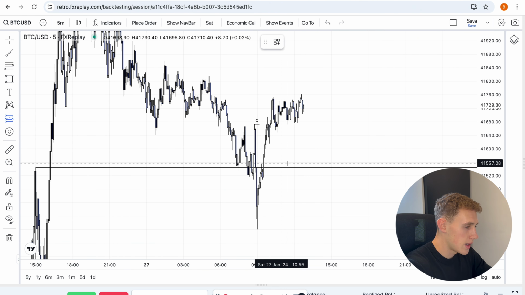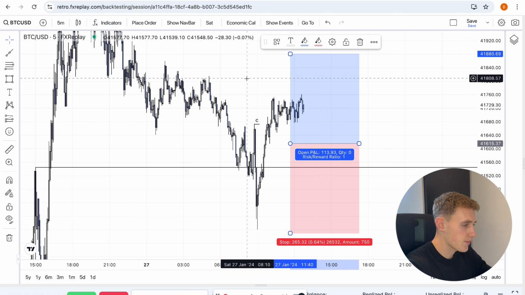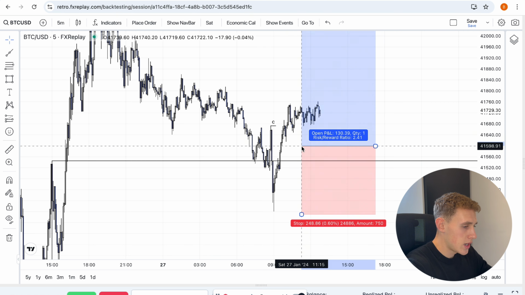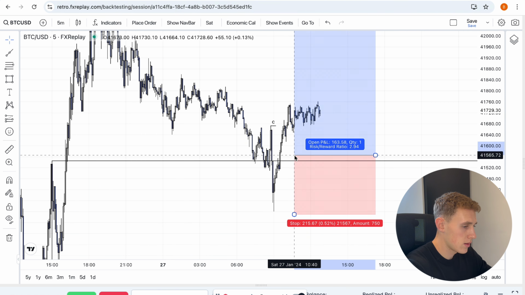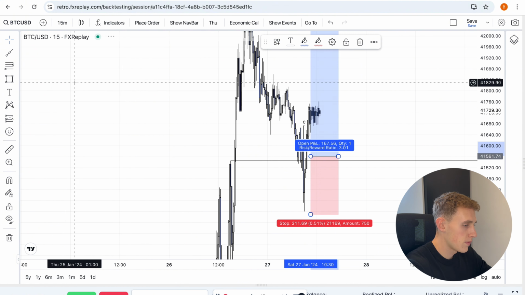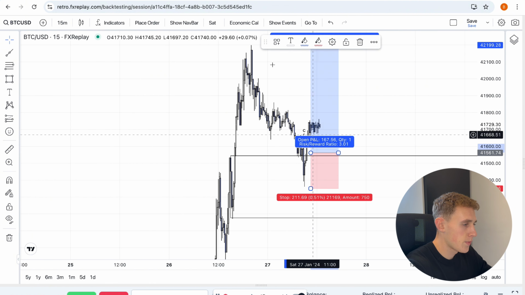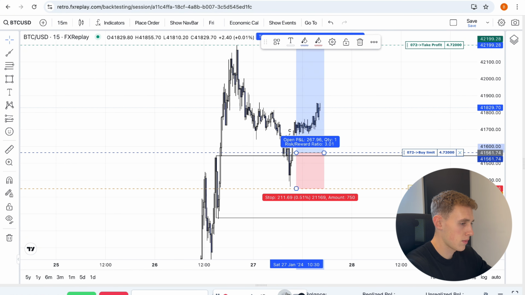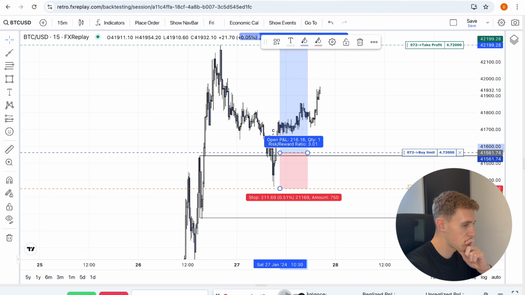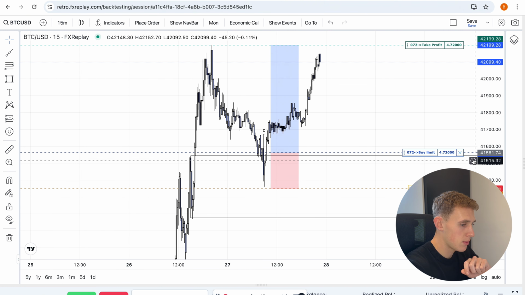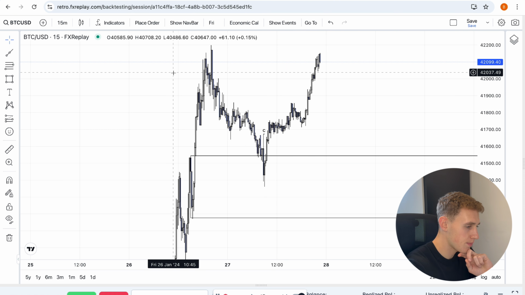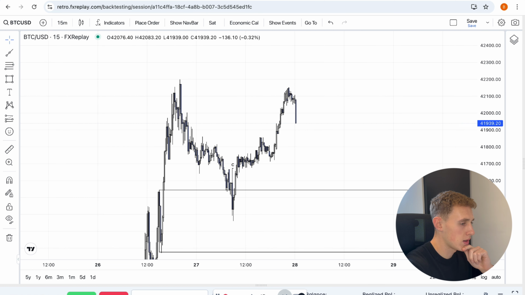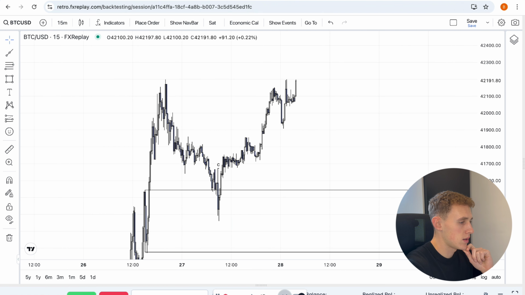I'm going to look to enter in this region, target this high, slightly lower entry actually, just so it is a 1 to 3. Yep, so there we go. Good analysis again, no pullback into our zone. And price looks like it's going to take the high. There we go.